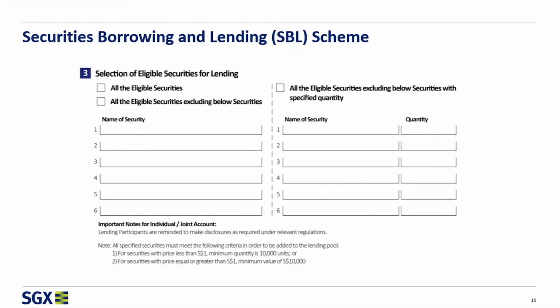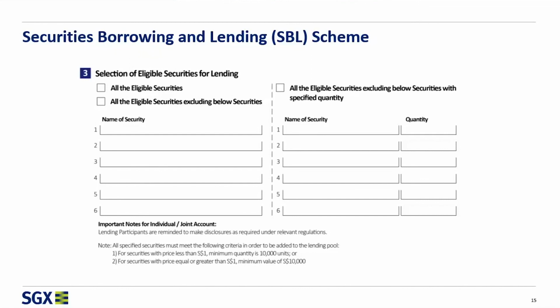And the other way you can do it is that you can say that I want to lend out all my eligible securities except certain quantities. So let's say you have 10,000 shares of each: stock A, stock B, and stock C. You have 10,000 shares of each, and it happens that all of them are above $1. So when all of them are above $1, you only need to have a minimum of $10,000 worth.